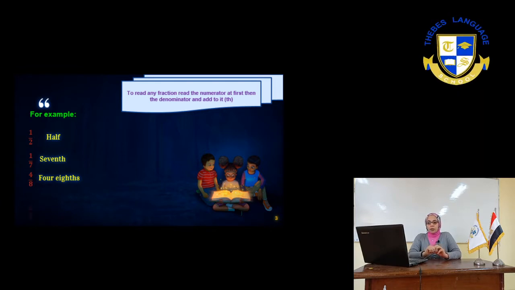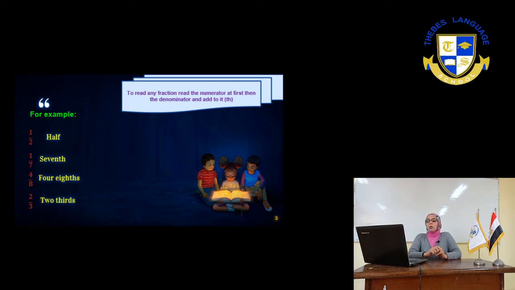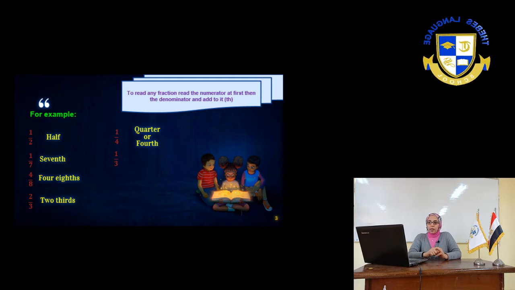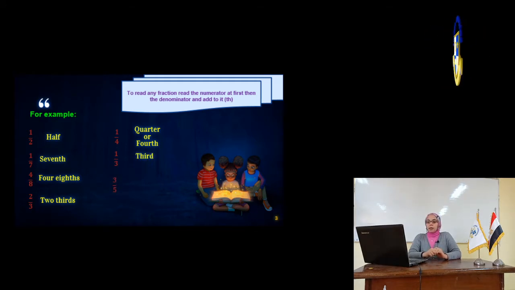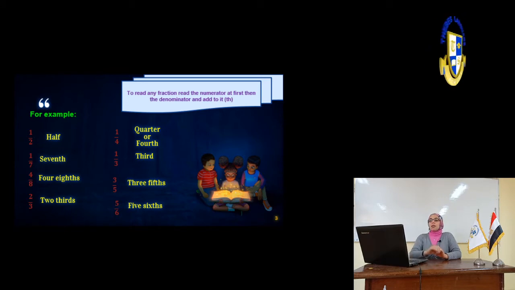2 over 3, it will be 2 thirds. 1 over 4, quarter, or fourth. 1 over 3, third. 3 over 5, 3 fifths. 5 over 6, 5 sixths. Next.